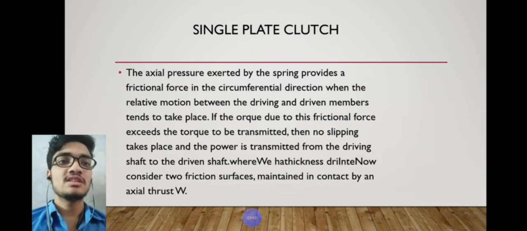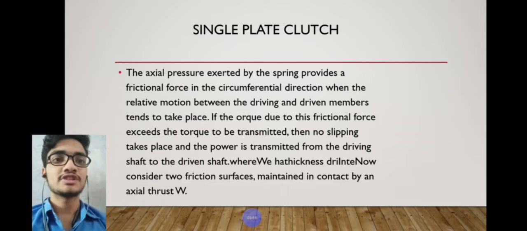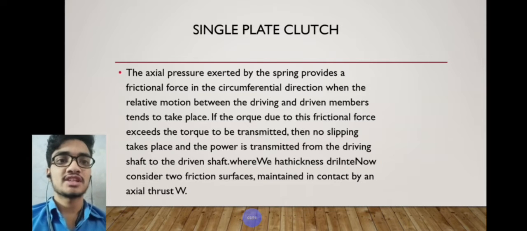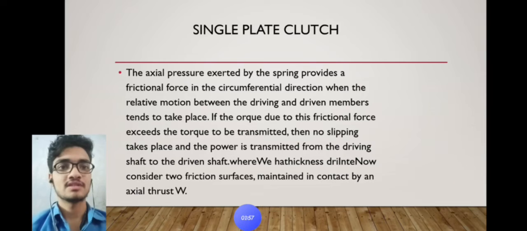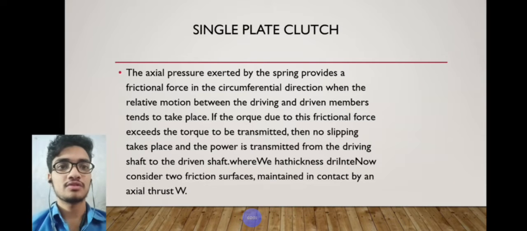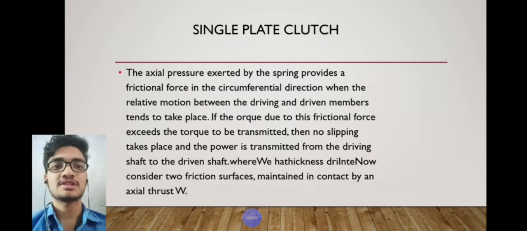The axial pressure exerted by a spring provides a frictional force in the circumferential direction when relative motion between the driving and driven members tends to take place. If the torque due to this frictional force exceeds the torque to be transmitted, then no slipping takes place, and the power is transmitted from the driving shaft to the driven shaft. Now we consider two frictional surfaces maintained in contact by the axial thrust.